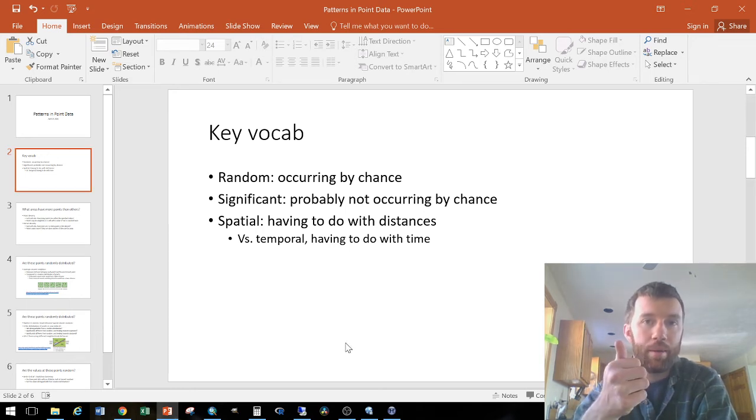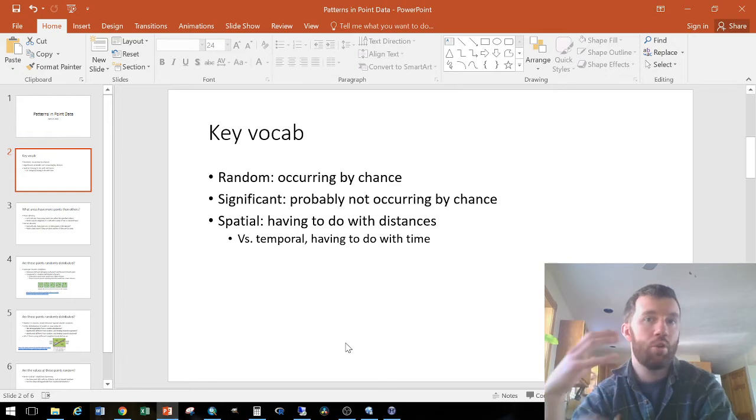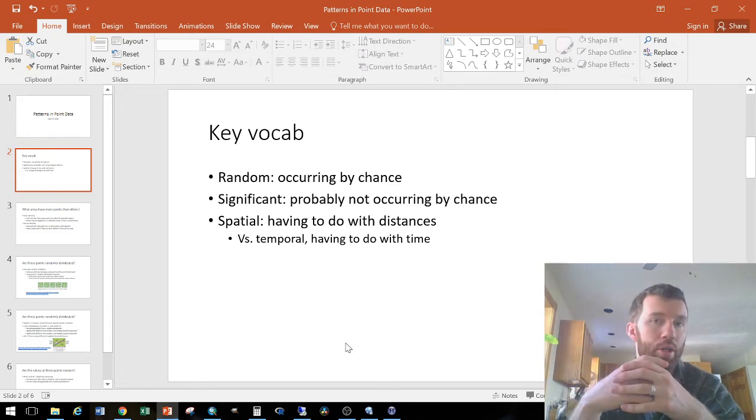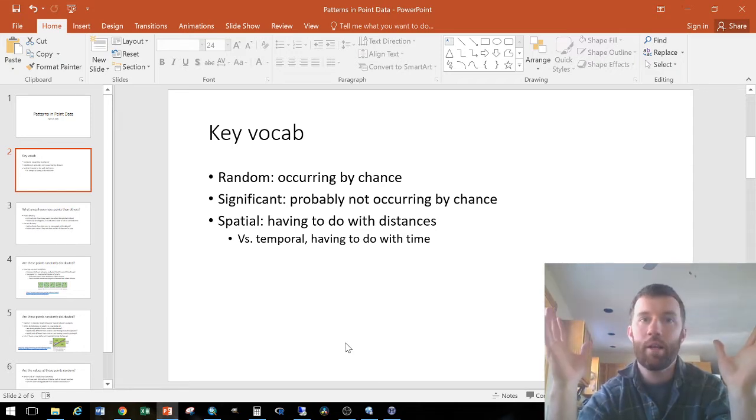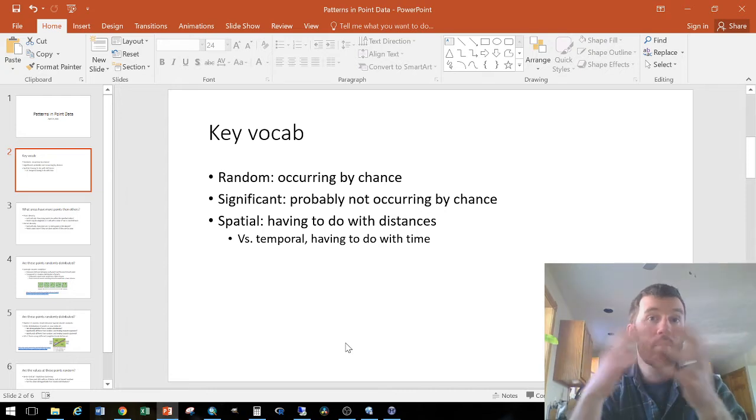One is random, and that is a pattern that exists purely by chance. There's no underlying process that attracts points to a particular location. If you think of points being the coordinates of trees, if you scattered seeds everywhere at random and all of them sprouted, that could be a random distribution.